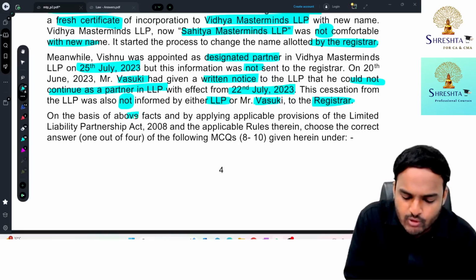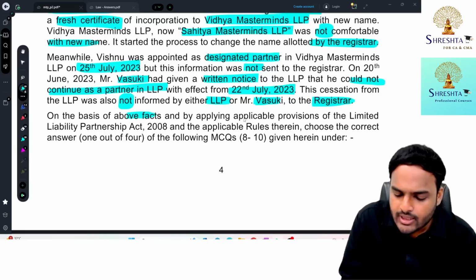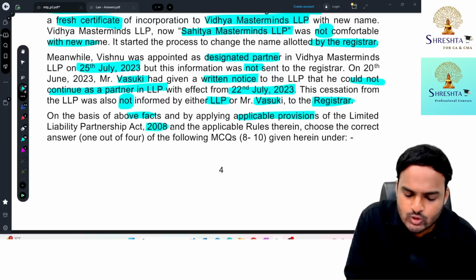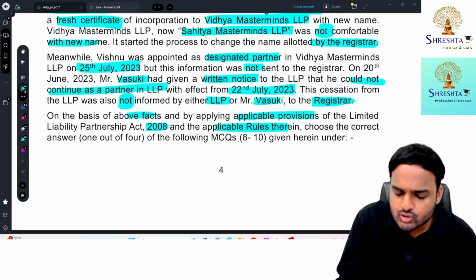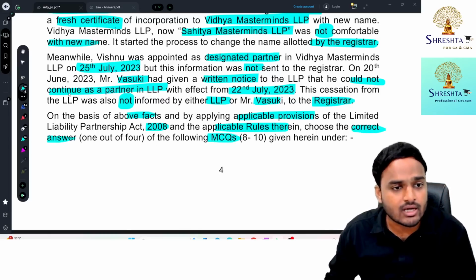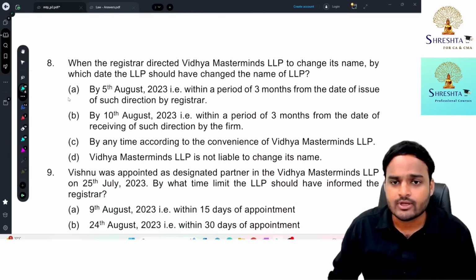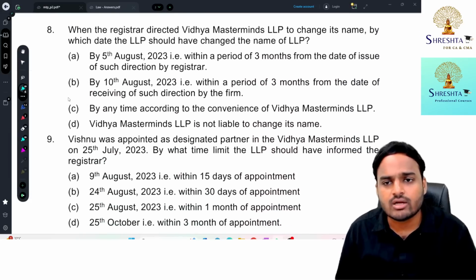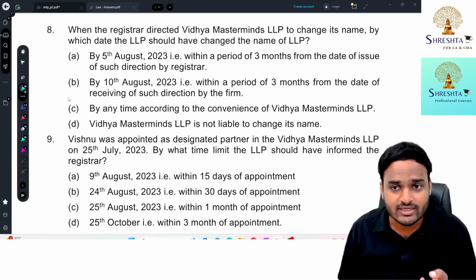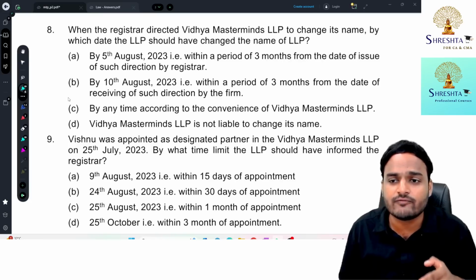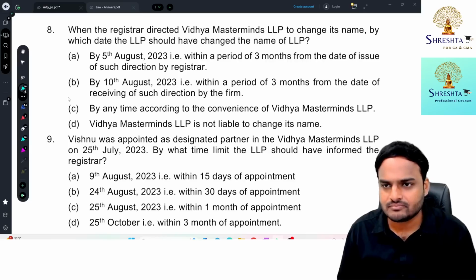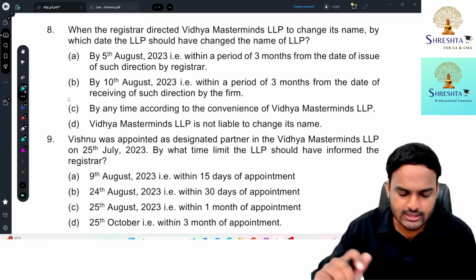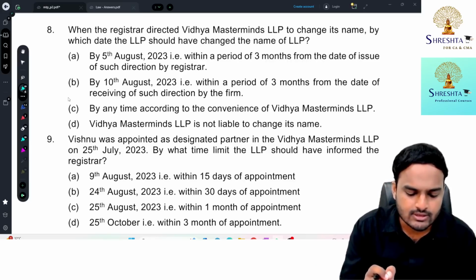On the basis of the above facts and by applying applicable provisions of the LLP Act 2008 and applicable rules therein, choose the correct answer of the following MCQs given here and under. So 3 MCQs. 8th one: when the registrar directed Vidya Masterminds LLP to change its name, by which date should the LLP have changed its name? So here the correct option is, so let's decide.